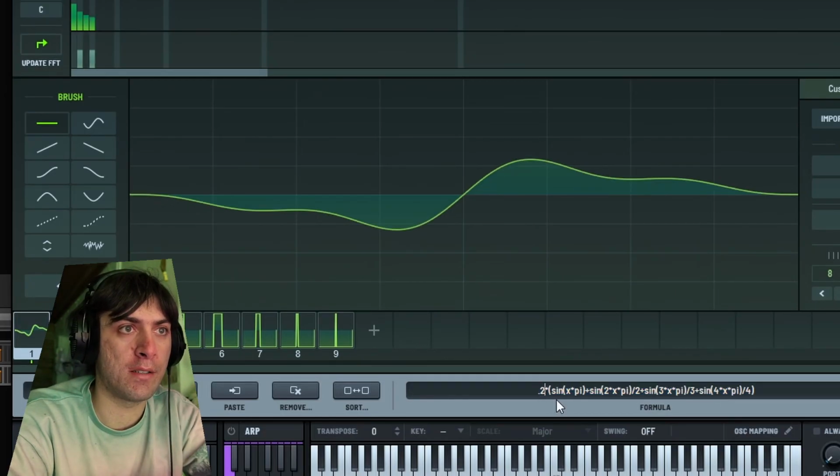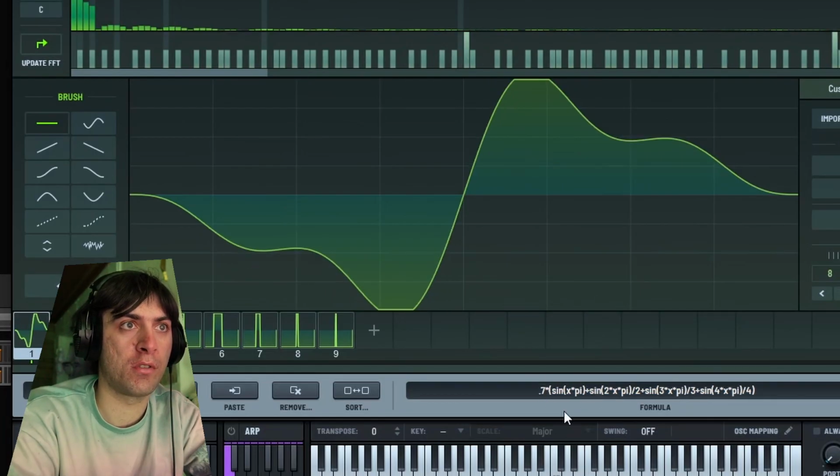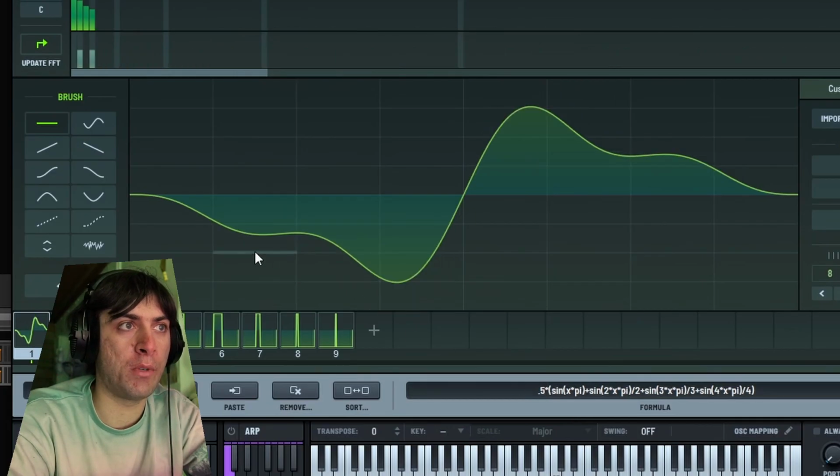And now I can raise this number again, carefully, not too much. Not too much, I said. And we can see we are approaching the saw wave. However, this is a really slow process, kind of tedious.